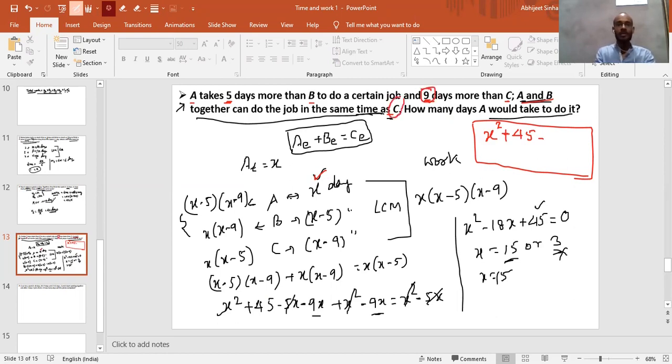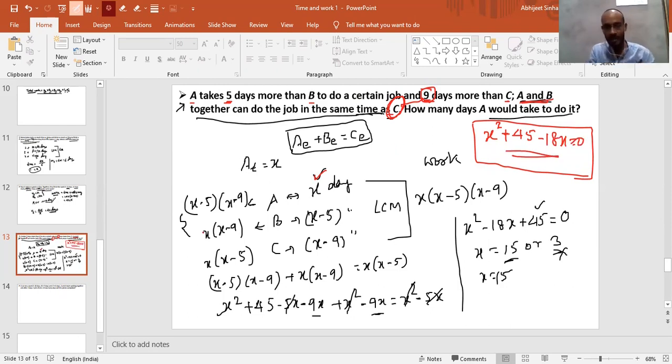So C alone is working, guys, and taking the same time as A and B. So the time of C, if instead of C this thing was talking about B, then 5 into 2, 10x would come, here 9 into 2, okay, 18 times of x will come, and that will be equal to 0. This is a one liner equation.